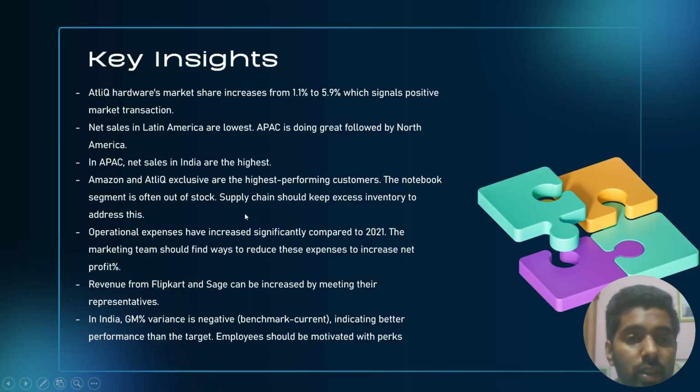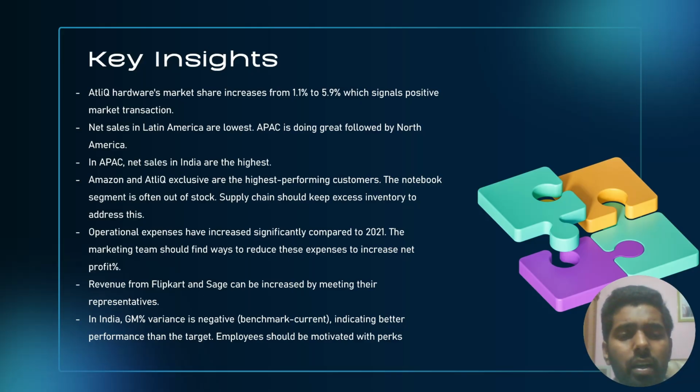The notebook segment is often out of stock. As I said, the gaming laptop is always out of stock. The supply chain should keep excess inventory to address this. Then we have seen that operational expenses have increased significantly compared to 2021. The marketing team should find ways to reduce these expenses to increase net profit percentage. Revenue from Flipkart and Snapdeal can be increased by meeting the representatives.